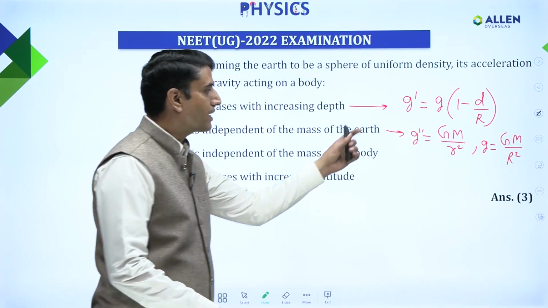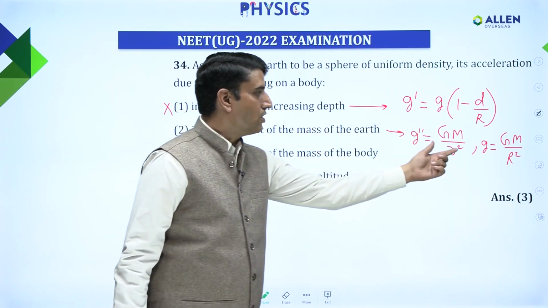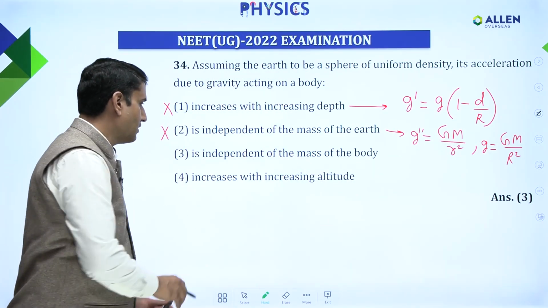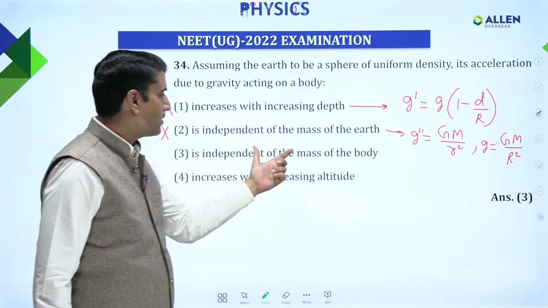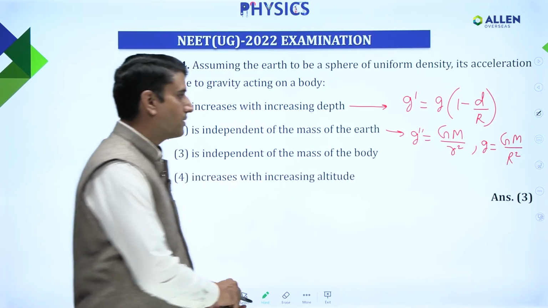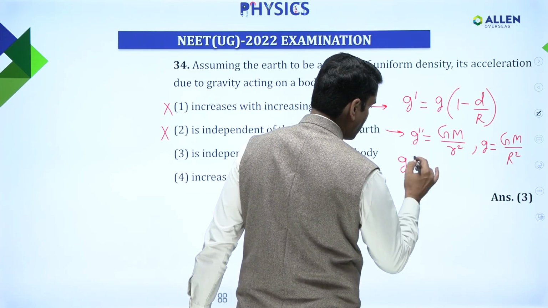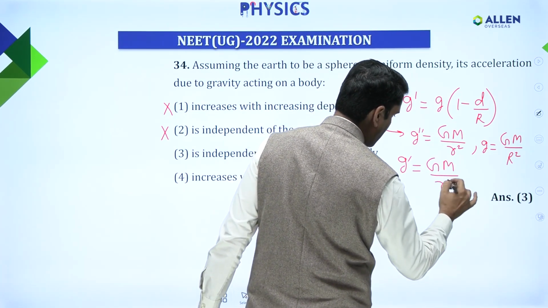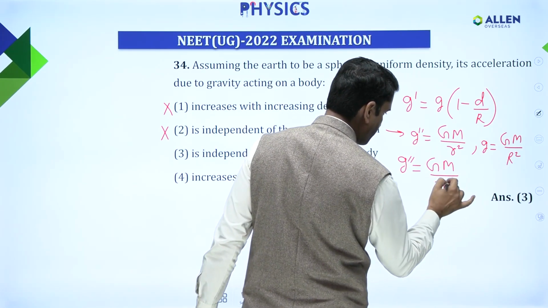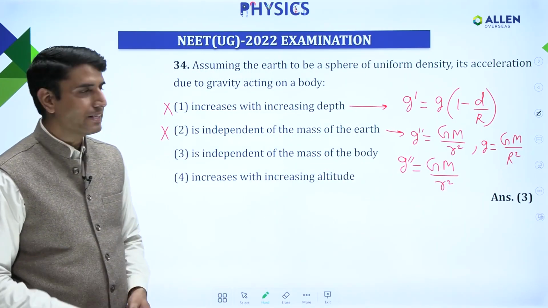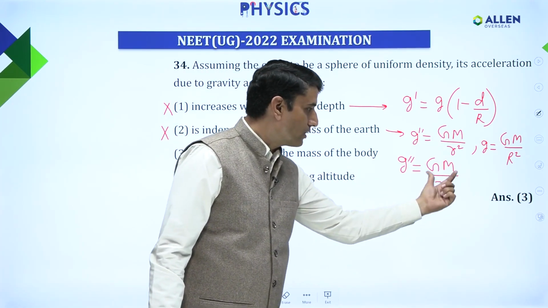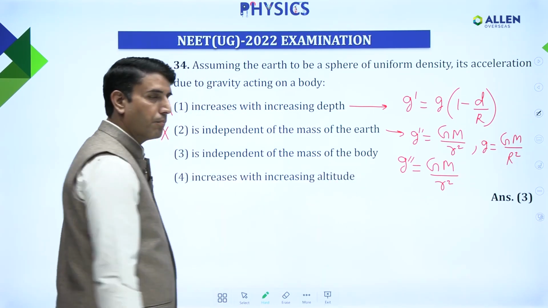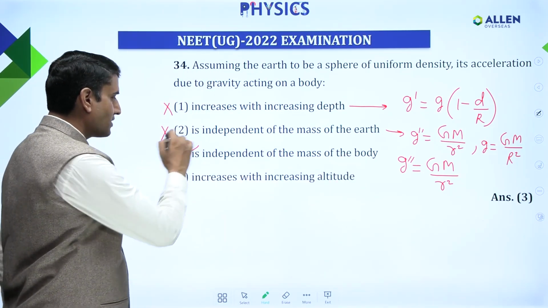Okay, so here we can see that g is not independent of the mass of Earth, so it is a wrong statement. Third one: independent of the mass of the body. Let us see. g double dash is GM upon r square. So from here also we can see that this g does not depend on the mass of the object. So it is independent of the mass of the body. So this is the correct statement.